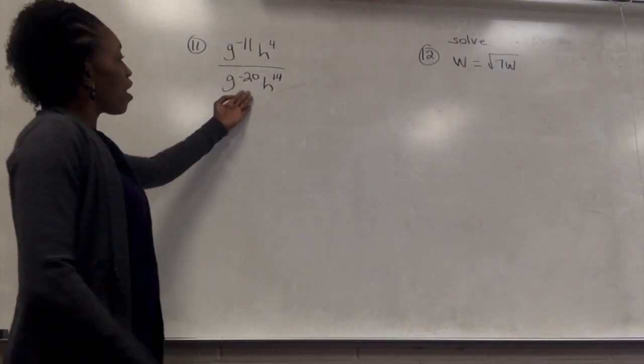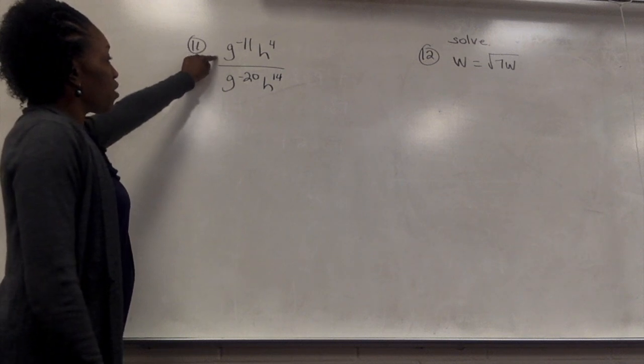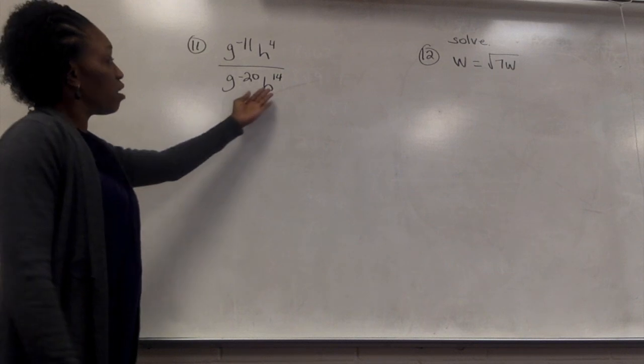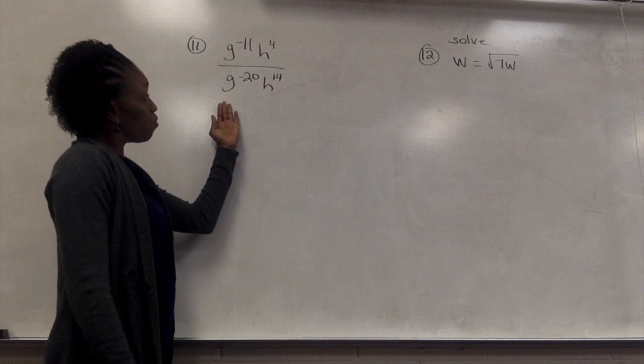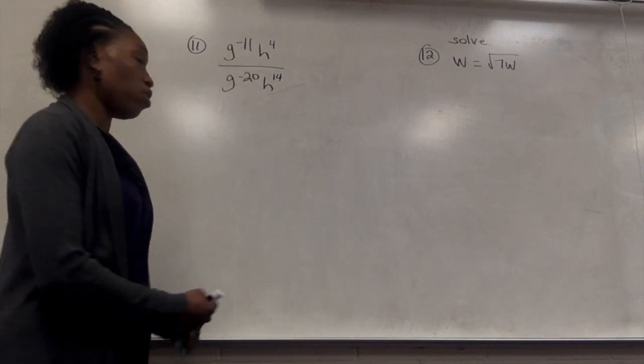Now we're going to simplify this expression here. Notice we have g to the negative 11 times h to the 4th over g to the negative 20th times h to the 14th. So we have two variables with g, two variables with h, and we're going to simplify it down so that we only have one of each variable.